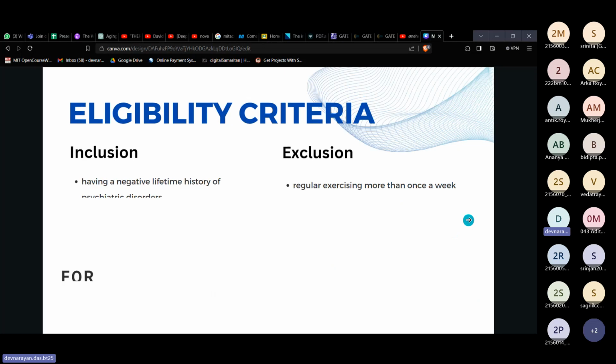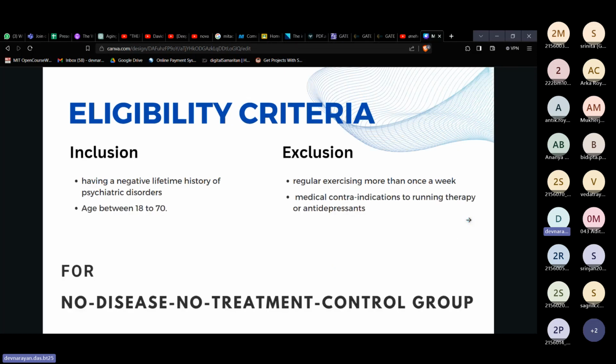The patients for no disease and no control group were chosen carefully. The inclusion criteria for the same were having negative lifetime history of psychiatric disorders, and their ages should have been between 18 to 70 years of age. The exclusion criteria for the same were they should not exercise more than once a week, and the medical contraindications to running therapy and antidepressants should not have been there.